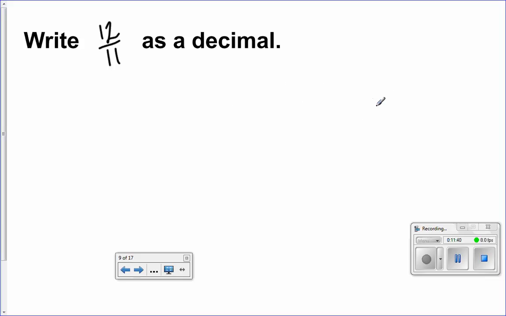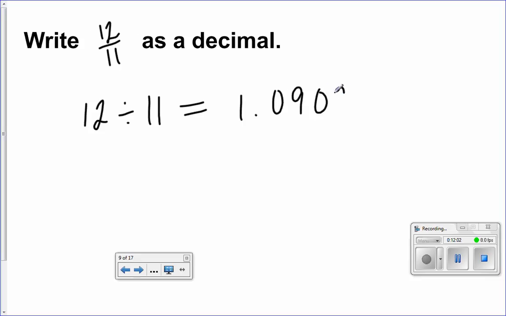Look at another one. Let's do this one together. We have 12 divided by 11, so 12 elevenths as a decimal. We can use our calculator. We'll do 12 divided by 11. Remember, top number first, bottom number second. When you plug this into your calculator, you have 1.0909, and it keeps going. So I want to write this as a repeating decimal, so I'm going to write 1.09 repeating.